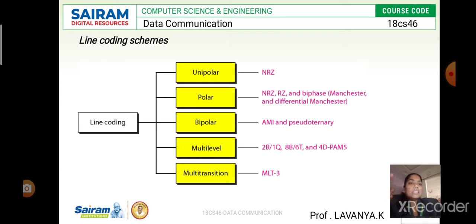In polar, we have many sub techniques: NRZ and RZ as well as biphase. So non-return to zero, return to zero, then biphase techniques. Under biphase, we are going to solve the Manchester as well as the differential Manchester line coding technique. And then for the bipolar line coding schema, we have AMI as well as the pseudo ternary method.